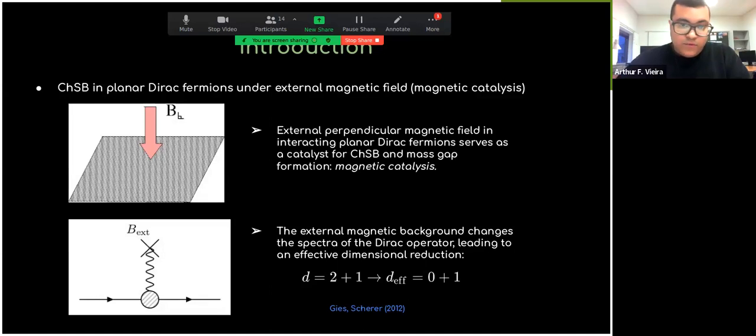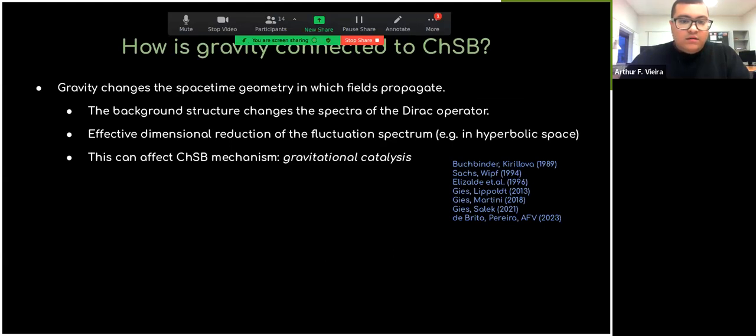In order to compute this chiral condensate, you see that it is proportional to the magnetic field. And the magnetic field essentially removes two spatial dimensions, so you have an effective dimensional reduction. And this is one of the mechanisms behind this magnetic catalysis. But we are actually concerned with this mechanism in gravity.